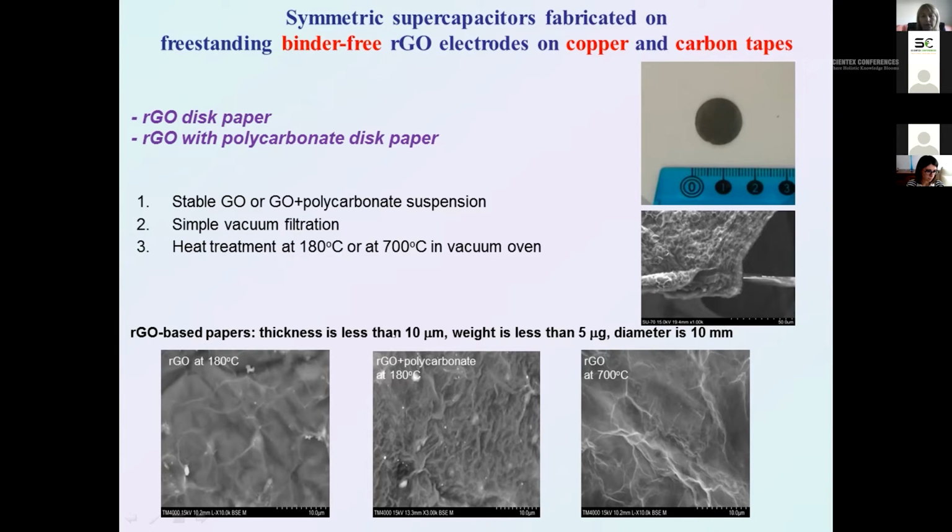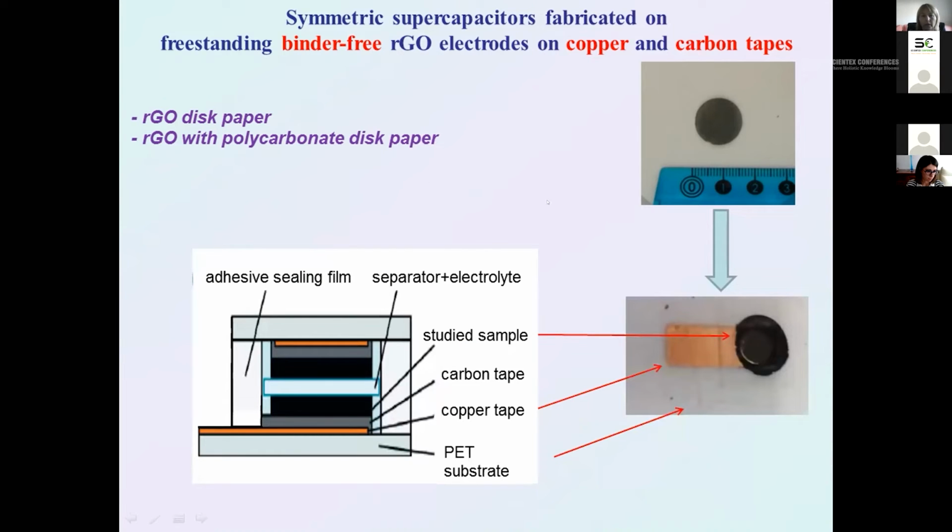We check this material for supercapacitor. We decide to use very simple materials that can be found in each laboratory. We use PET substrate, simple plastic. We use copper tape, and we use two-side carbon tape. So we just cut it and glue it.